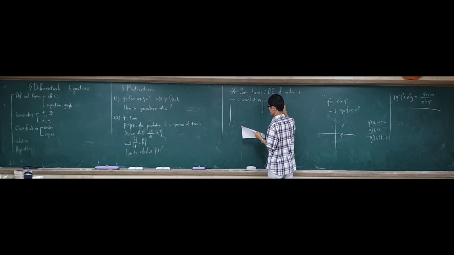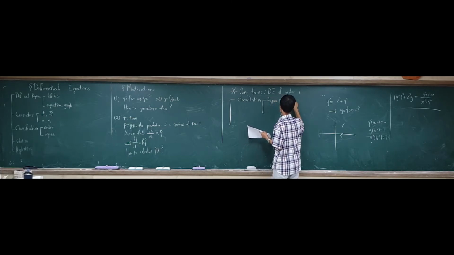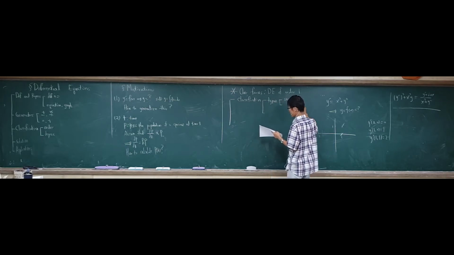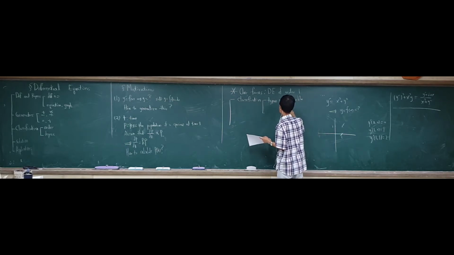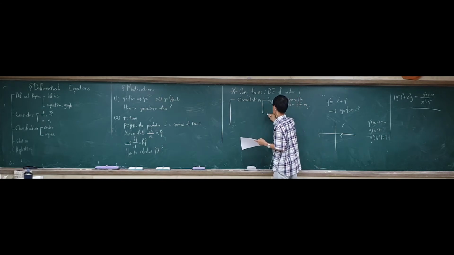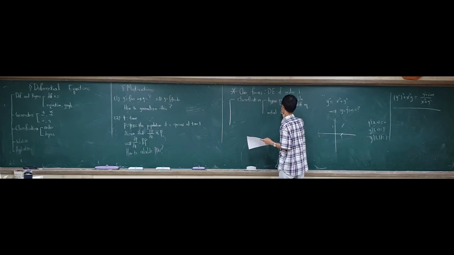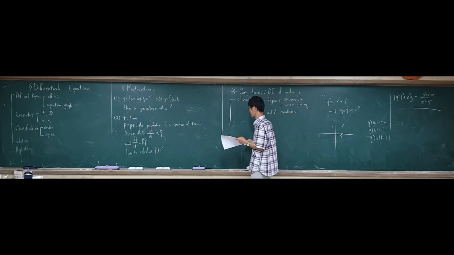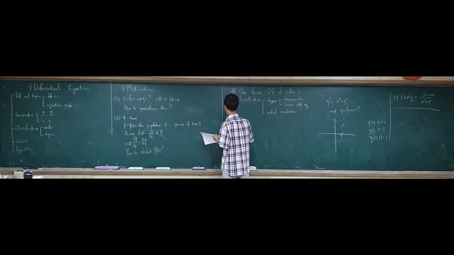There are two types of differential equation of order 1 dealt in our textbook. The first one is a separable one, and the second one is a linear differential equation. And we can also consider whether there exists an initial condition or not. And then we will study how to solve these equations.